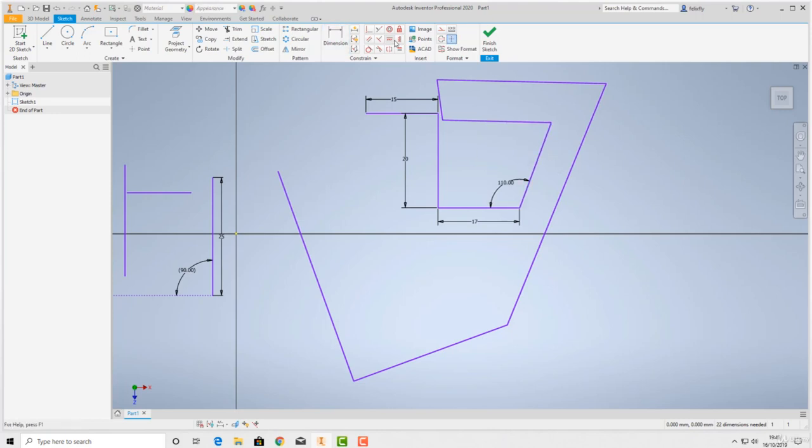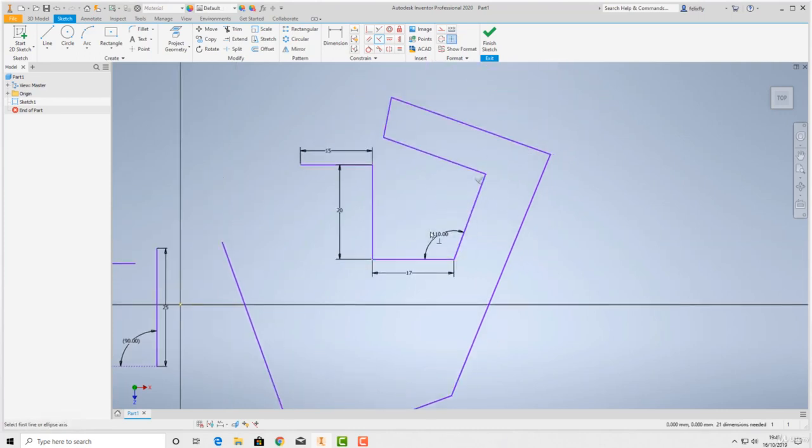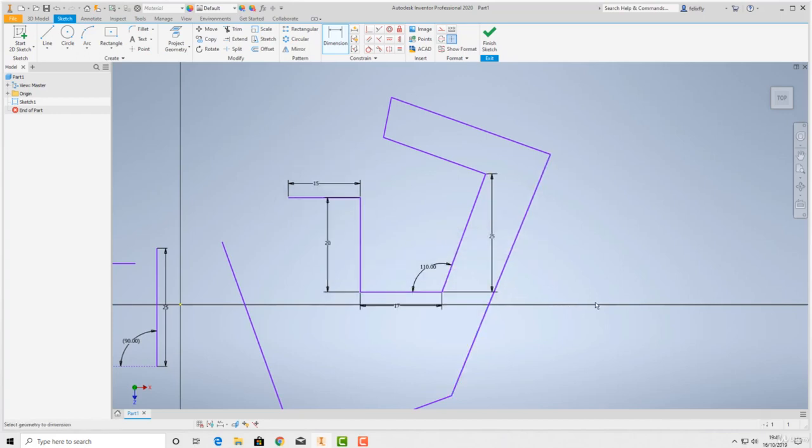Now, when we go perpendicular, it's done the right thing because it couldn't do anything else. We've fixed this angle, so it has to move that angle there. Okay. And then we can actually, let's make that, gonna make that 25. Okay. So again, everything is being fixed now.